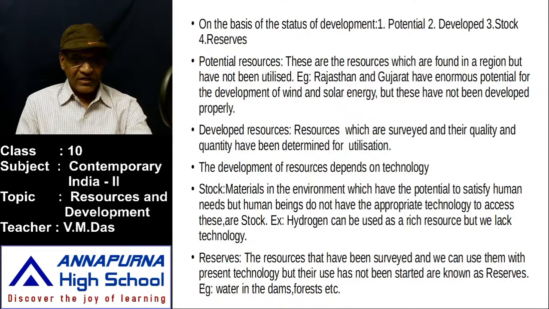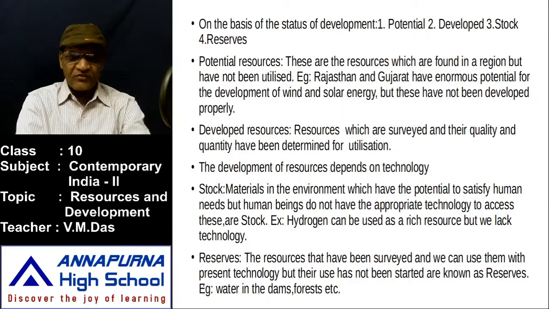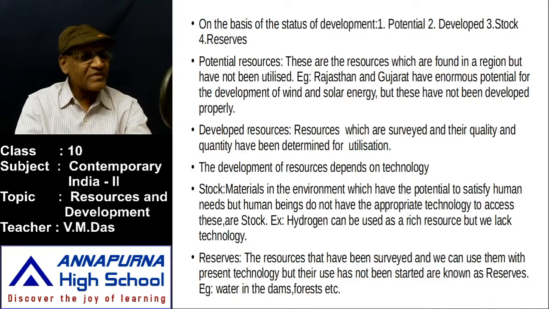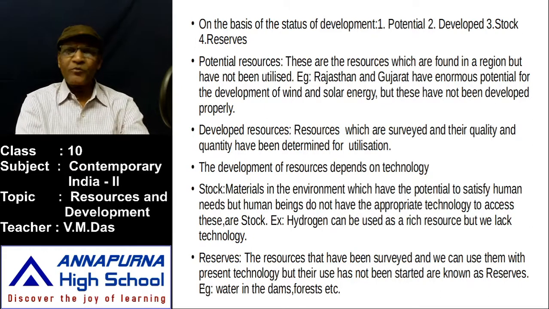Now listen carefully. First one, potential resources. What are potential resources? These are the resources which are found in a region but have not been utilized properly. For example, the states of Rajasthan and Gujarat. These two states have a good potential.